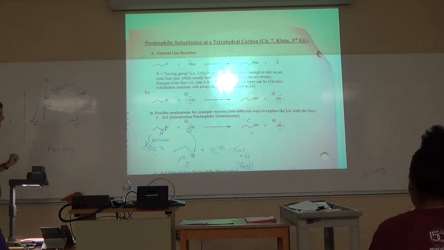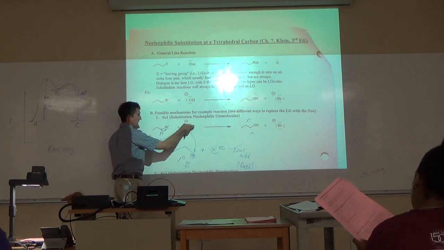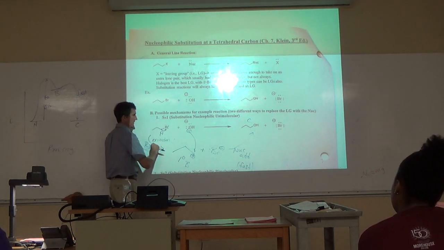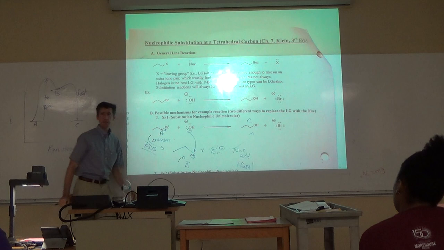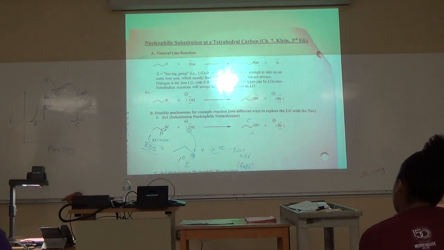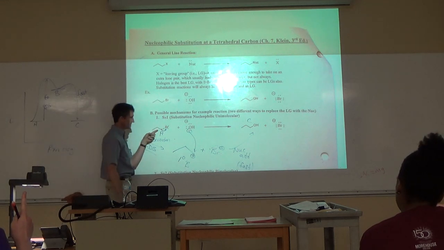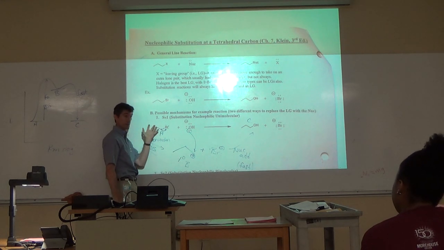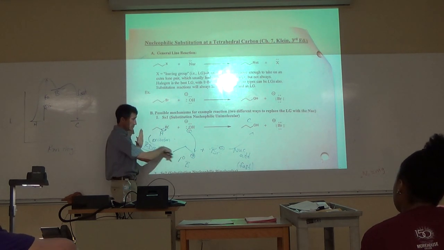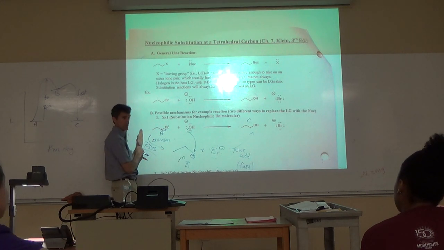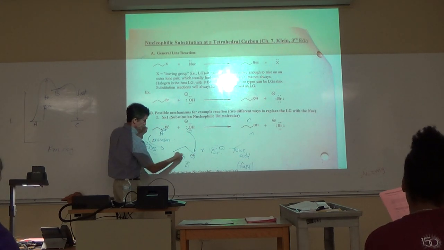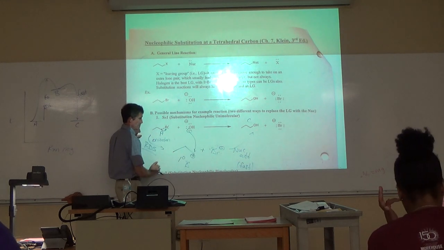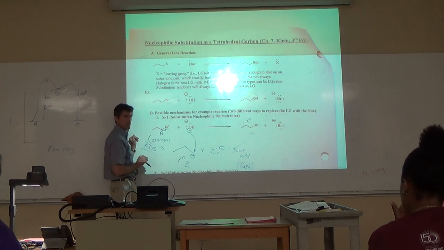Let me ask you this. Of the two reactants, how many are involved in the rate determining step? Is the alkyl halide involved in the rate determining step? Obviously, it means the bond is being broken. Yeah. Is the hydroxide involved in the rate determining step? No. Hydroxide is not here. It comes in later. Only one thing is involved in the rate determining step.